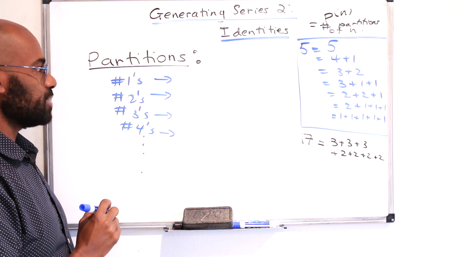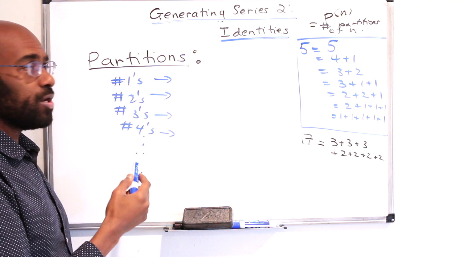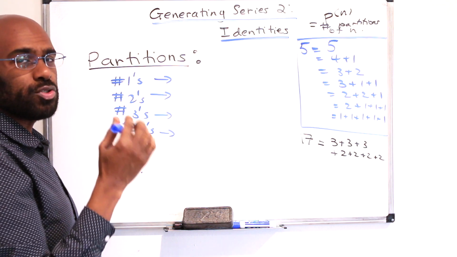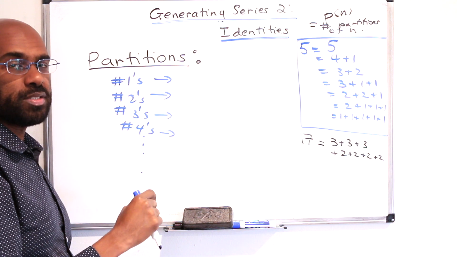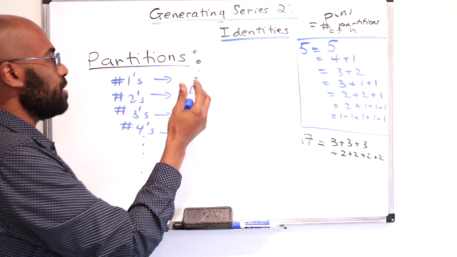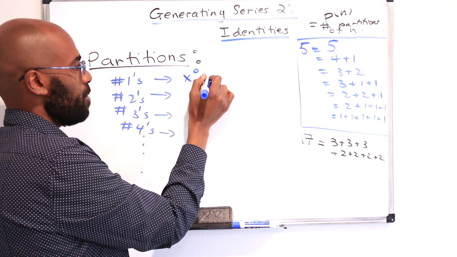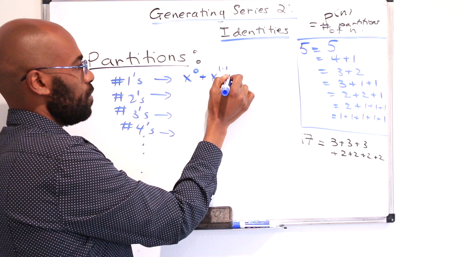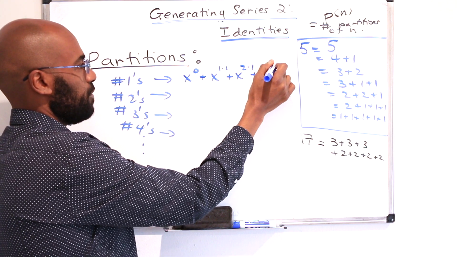Let's do that in each case. So again, one of the things that we did in the previous video on generating series is anytime we're doing some type of counting, we keep track of each of our constituents in the exponents of a series. So here we'll keep track of ones by saying, okay, we might have 0 ones, or we might have 1 one, or 2 ones, or 3 ones, etc.